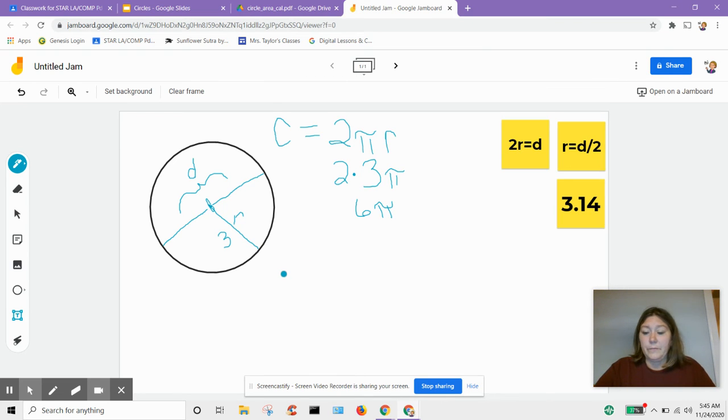Area of a circle, on the other hand, that's the space on the inside of the circle.